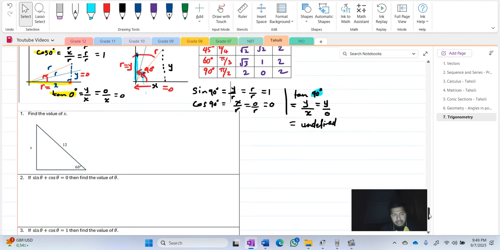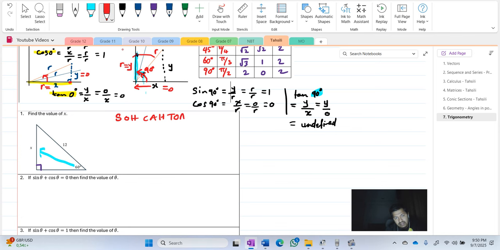Okay, now let's have a look at these types of questions. Right, so now we're going to use SOHCAHTOA to solve all this. What is this? This is 60 degrees. Calculate the value of x. So what information do we have here? We've got the opposite, and we got the hypotenuse. So what does opposite and hypotenuse make? SOHCAHTOA.